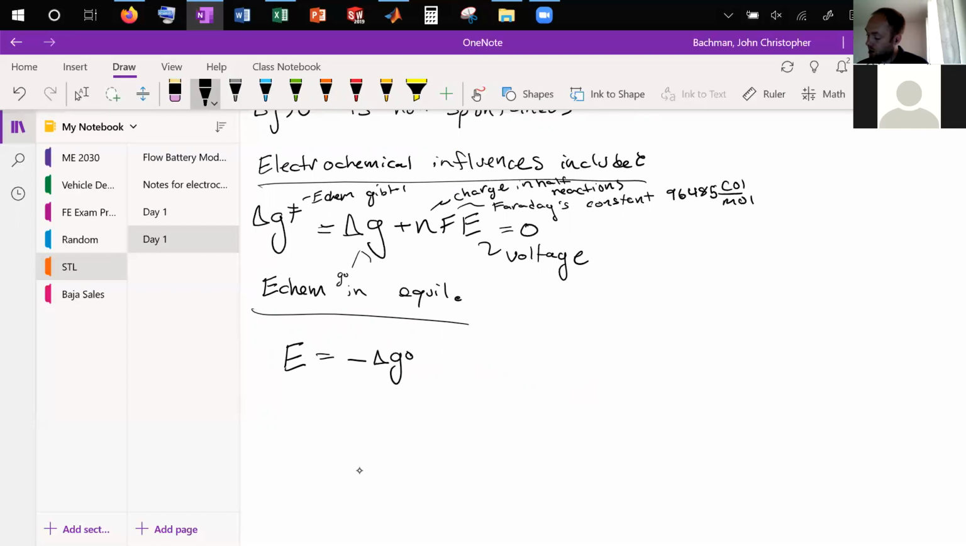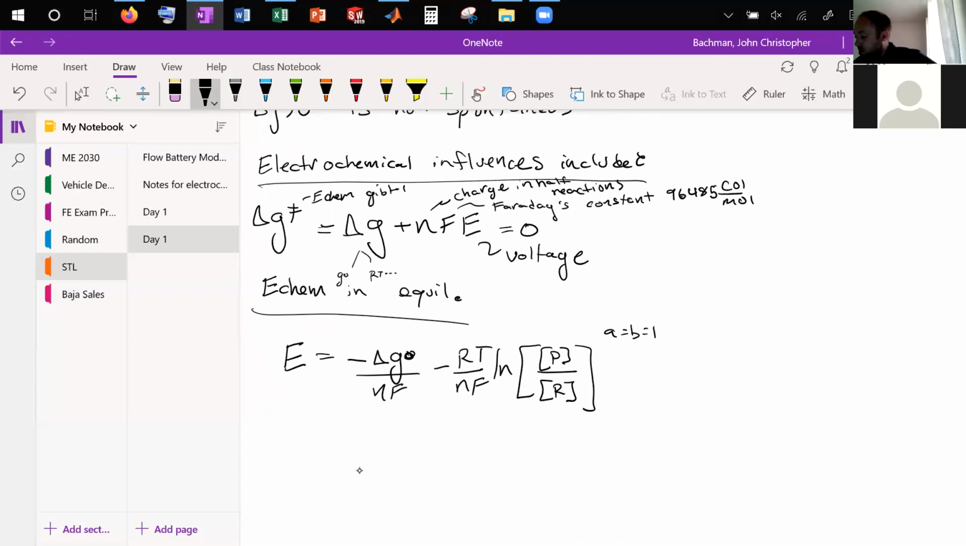So you have this G naught term, right? And then you're going to have this RT term. So minus G naught at standard conditions over NF. And then you're going to have minus RT over NF, natural log of the concentration of your products over the concentration of your reactants. And this is, let's just say A equals B equals 1 in this case. I hope you've seen enough of these equilibrium constants that you kind of know what that term is. But roughly you have a term representing the activities or concentrations of your products over your reactants.